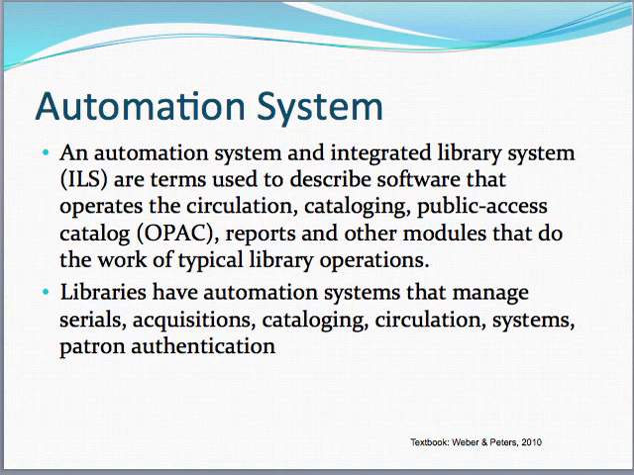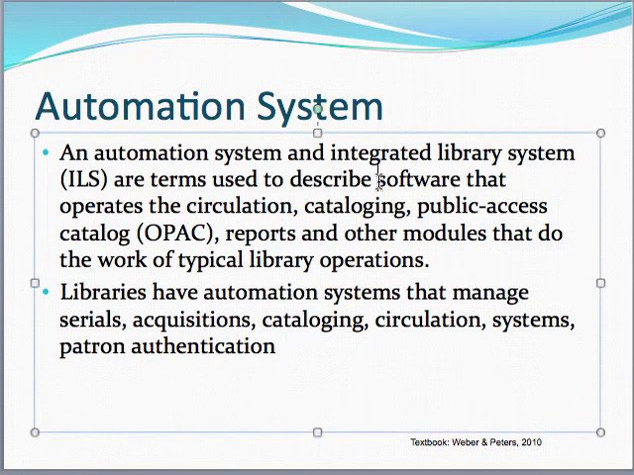So an automation system and an integrated library system are terms used to describe software, and this is one of the key words here, software that operates circulation, cataloging, public access catalog, reports, and other modules that do the work of typical library operations. Before we had the integrated library system, we may have had those modules, but they were separated. By integrating them, we have a system that can share information.